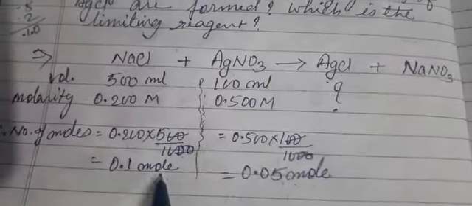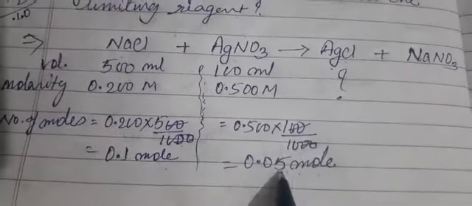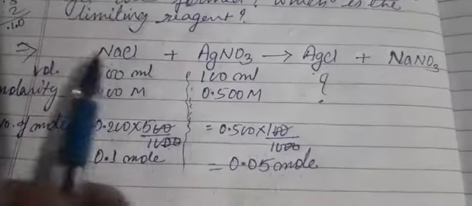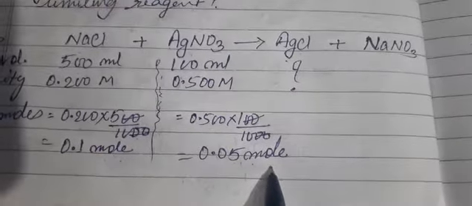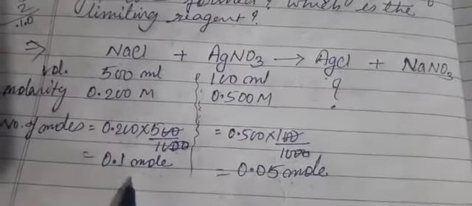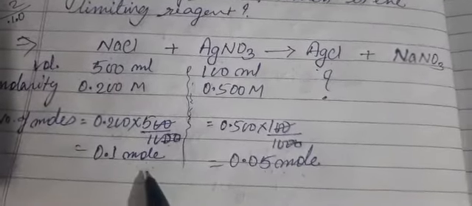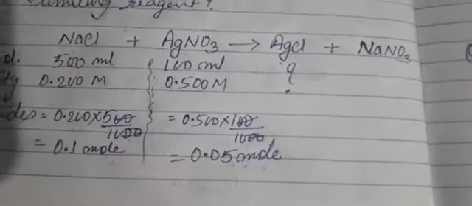Of sodium chloride is given. So which is the lesser one? That is the 0.05 mole. 1 mole of silver nitrate reacts with 1 mole of sodium chloride. That's why 0.05 mole of silver nitrate must react with 0.05 mole of sodium chloride only. That means sodium chloride is in excess, and 0.05 mole of silver nitrate will be used completely. It is completely used up in the reaction. That's why silver nitrate is the limiting reagent. So the further calculation will be taken up with the help of silver nitrate only.